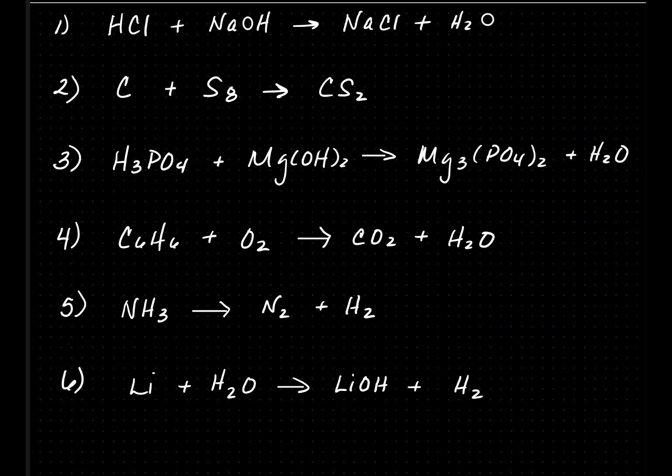Pause the video, identify the type of reactions, and check your answers. HCl is a compound. NaOH is a compound. They produce two new compounds. So this is a double replacement. The hydrogen behaves like a metal here. Sodium is a metal, and what they did was they swapped partners. So Na's new partner is Cl. H's new partner is OH. Remember, we could write water as HOH.